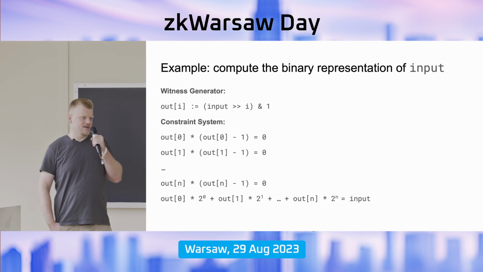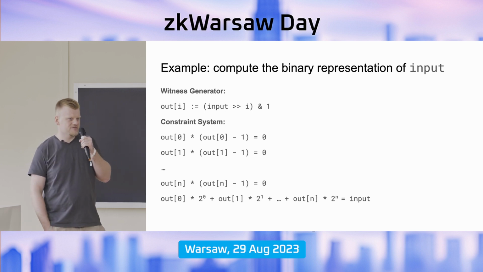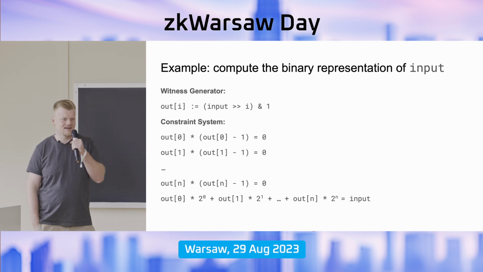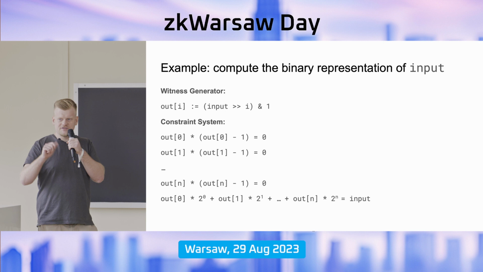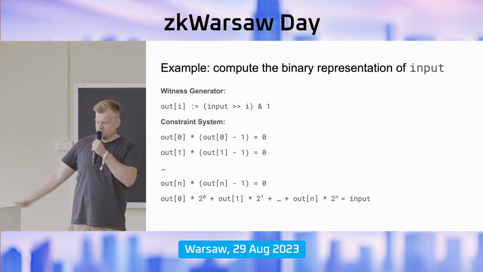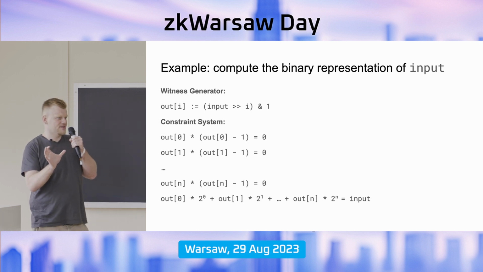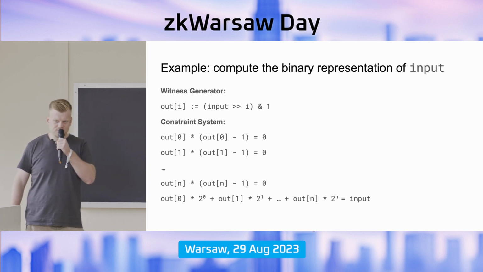In the constraint system, which, again, is the only part that matters, that's just a bunch of equations, a bunch of multiplications constrained by equalities. So what I'm saying is that every single output multiplied by every single output minus 1 is 0. And I'm saying that if I dot product the output with a vector of powers of 2, that's going to be equal to the input.